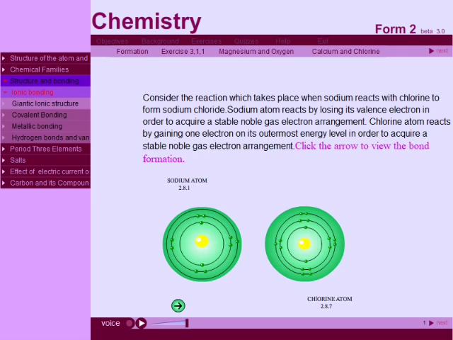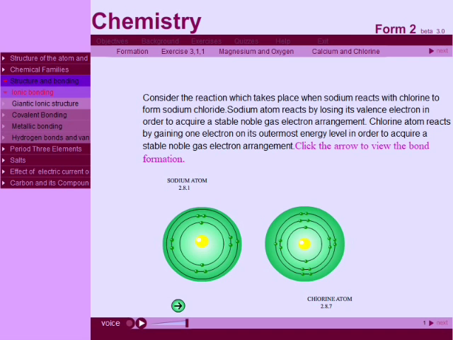Sodium atom reacts by losing its valency electron in order to acquire a stable noble gas electron arrangement. Chlorine atom reacts by gaining one electron on its outermost energy level in order to acquire a stable noble gas electron arrangement. In the reaction between sodium and chlorine, sodium atom loses its outermost electron to form a sodium ion.